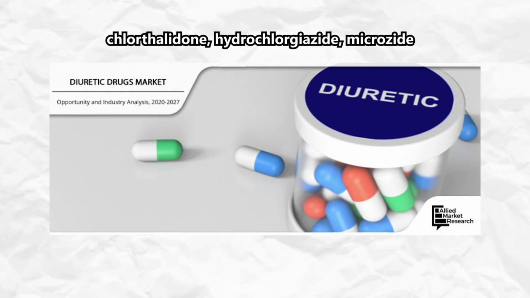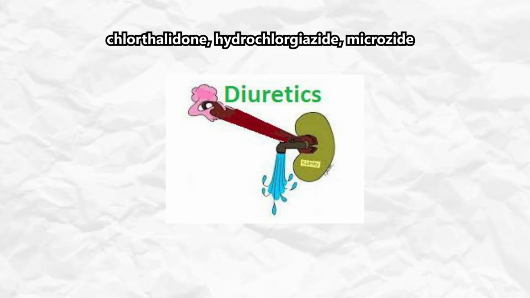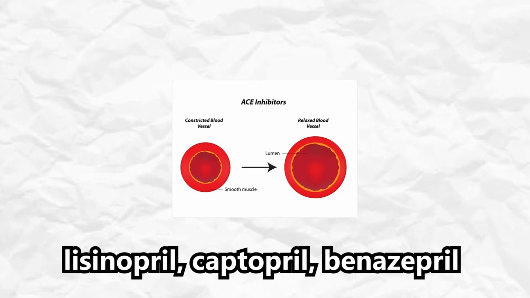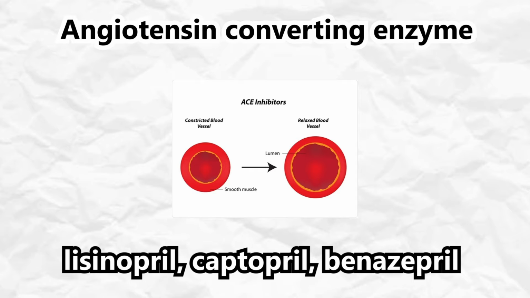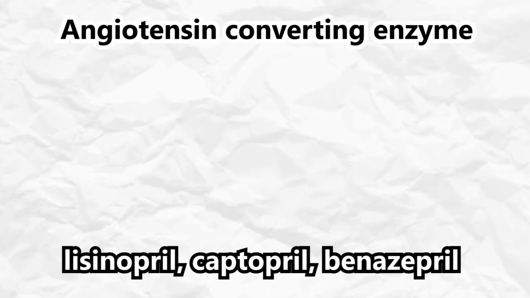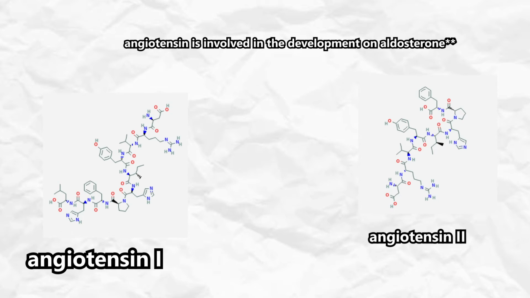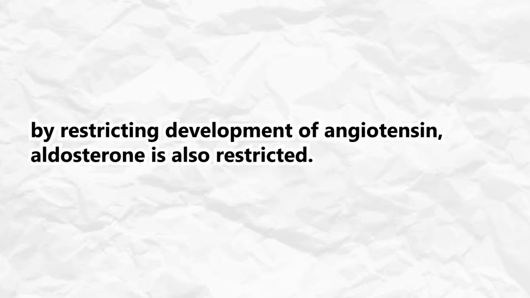As for hypertension, the treatments include, but are not limited to, diuretics, which are drugs that make you pee more, which decreases your blood volume and in turn decreases your blood pressure. ACE inhibitors, also known as angiotensin converting enzyme inhibitors, help relax blood vessels by inhibiting the development of aldosterone, a hormone that increases blood volume by stimulating the reabsorption of sodium and water.